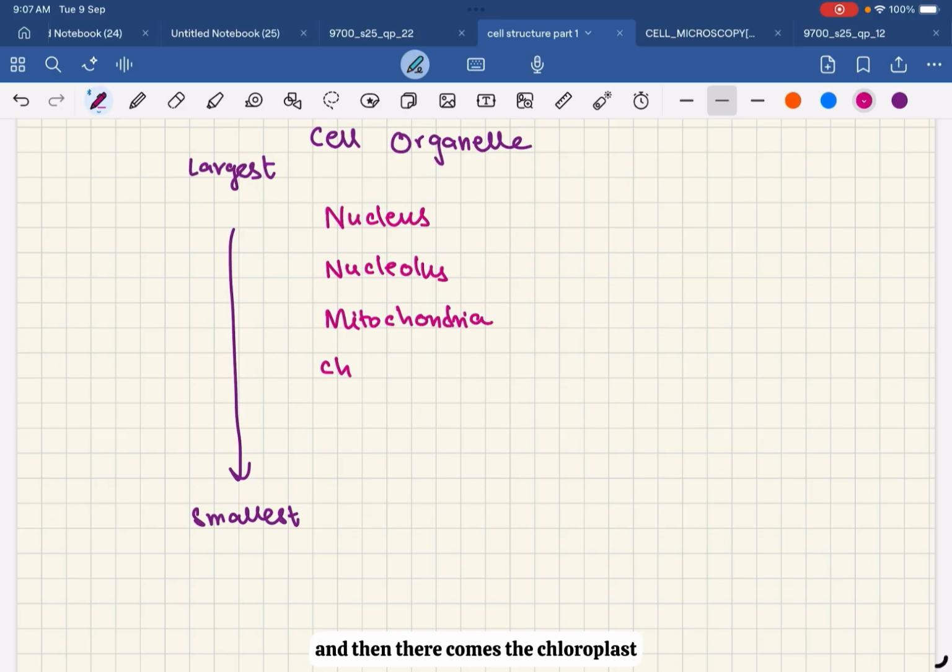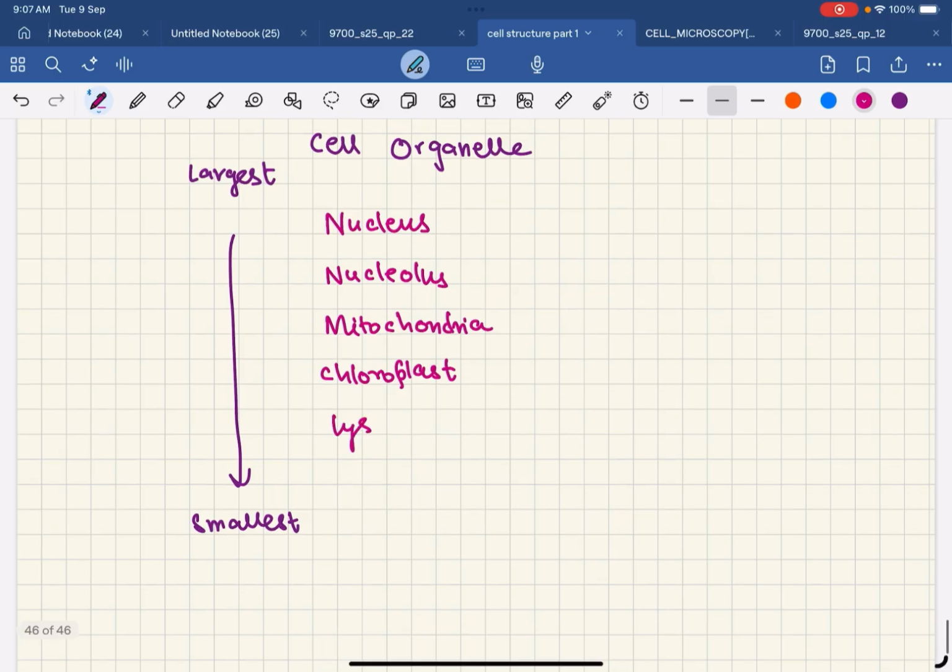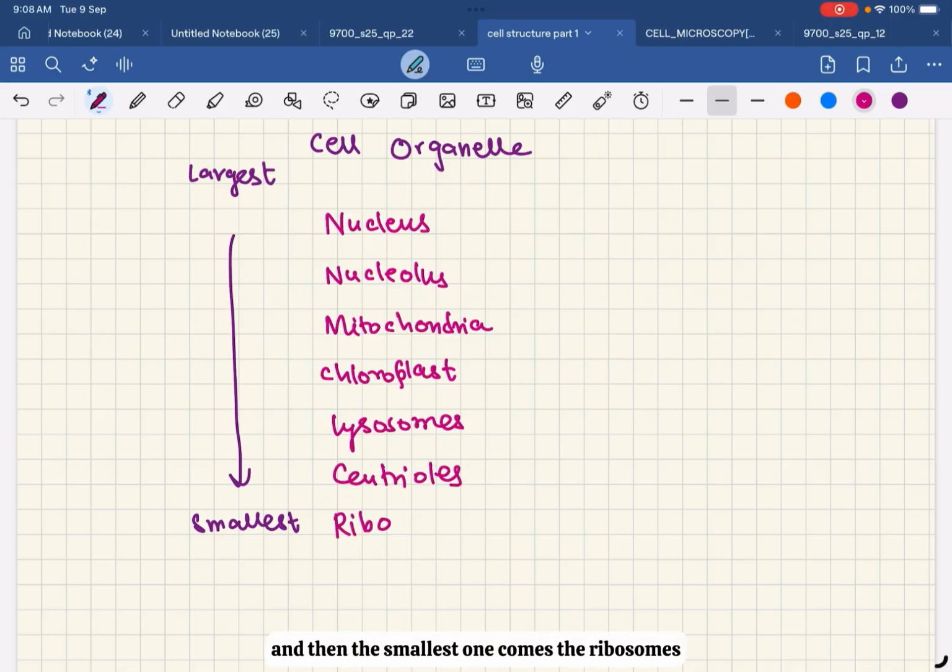And then there comes the chloroplast. Usually in the animal cells, the chloroplast will also be included in the animal cell, right? And then there comes the lysosome, then the centrioles, and then the smallest one comes, the ribosomes.